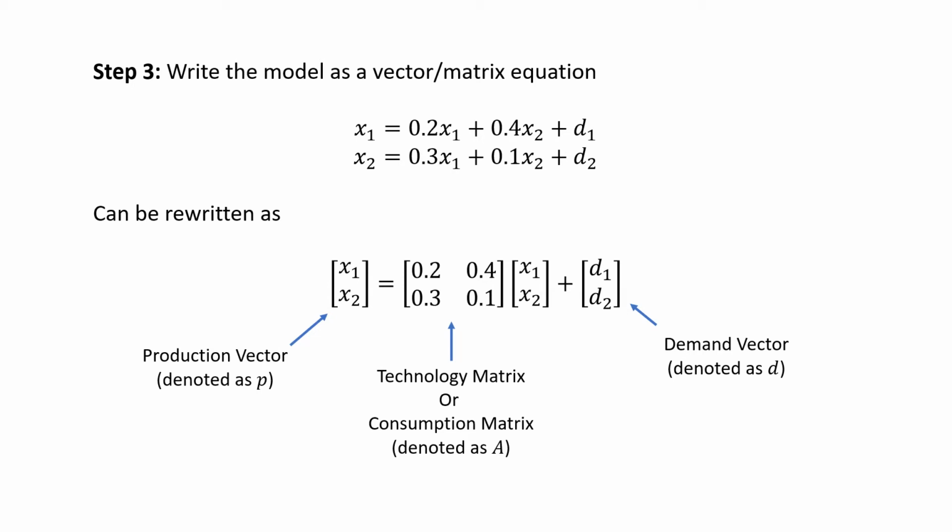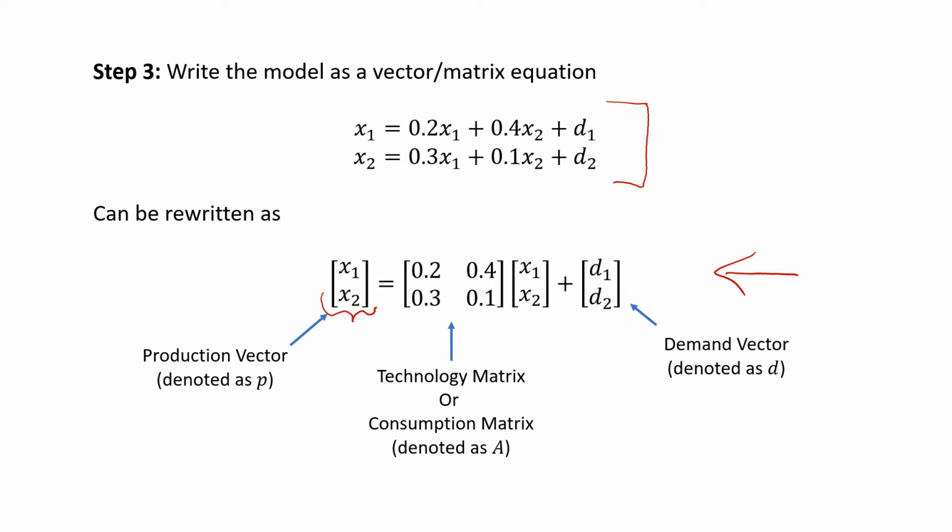So finally, for step 3, notice what we have. When we pull these equations together, we have a system of linear equations, which, as we've seen, we can rewrite in terms of vectors and matrices. When we do that, we end up with these equations below. And these vectors and matrices have names.